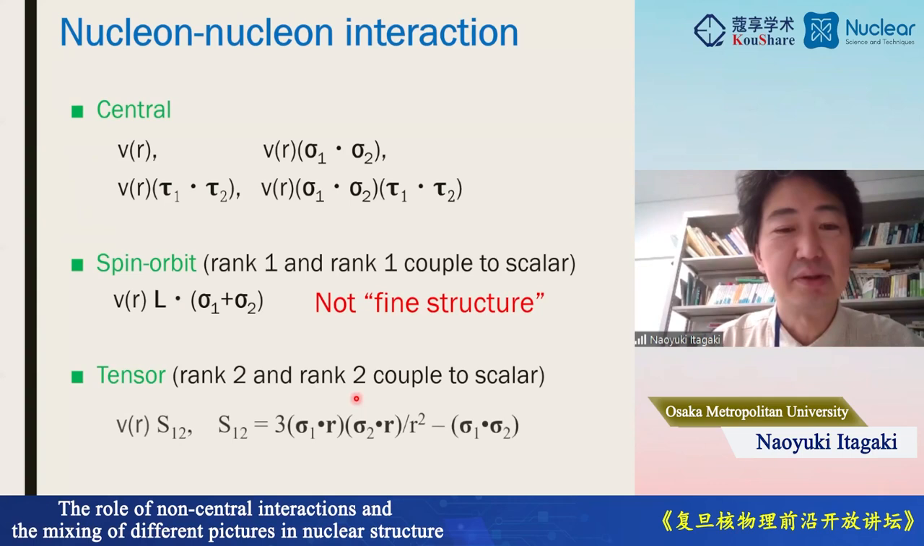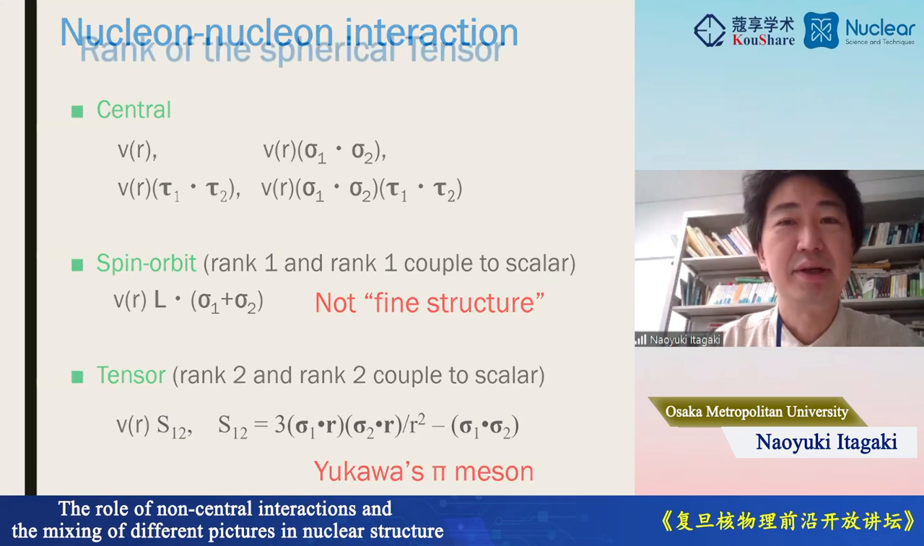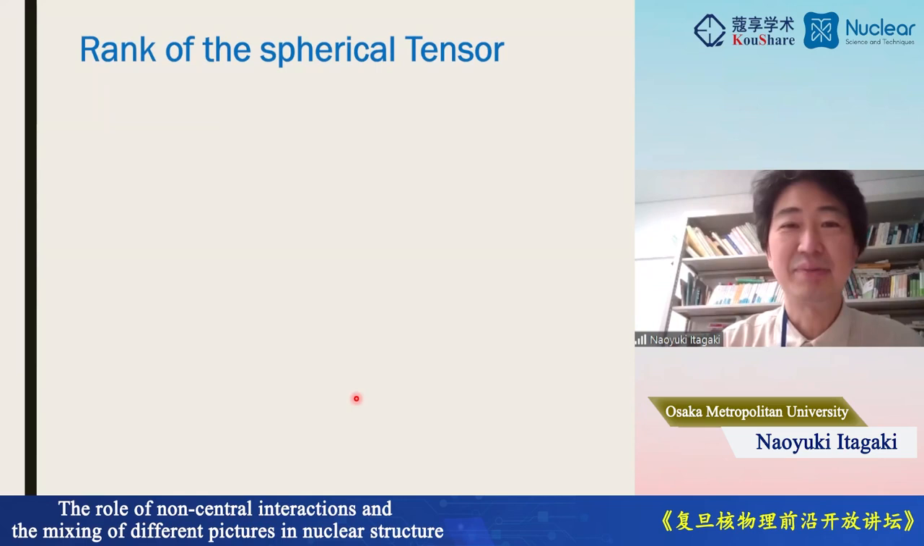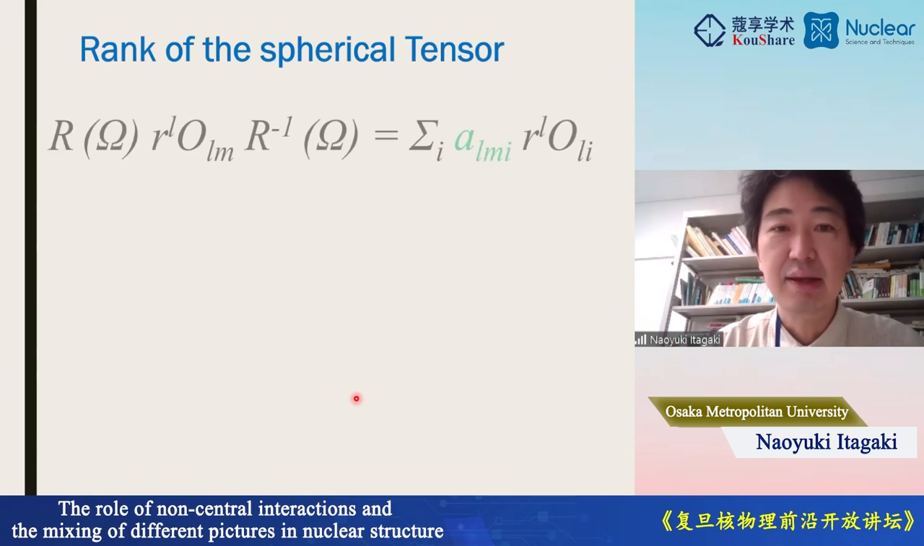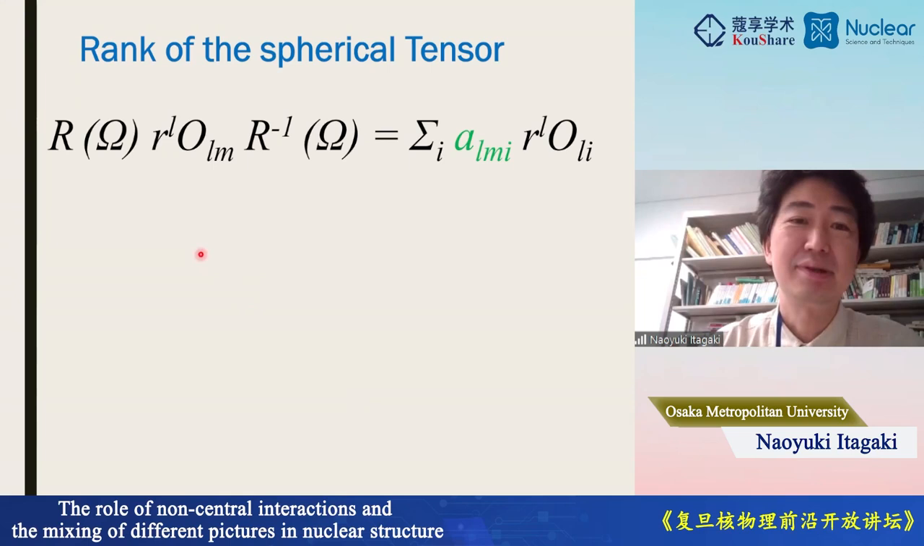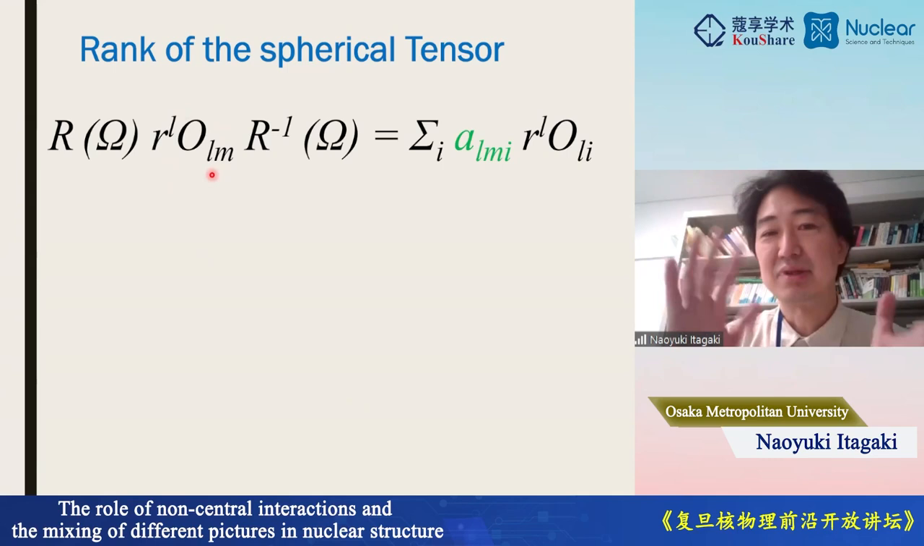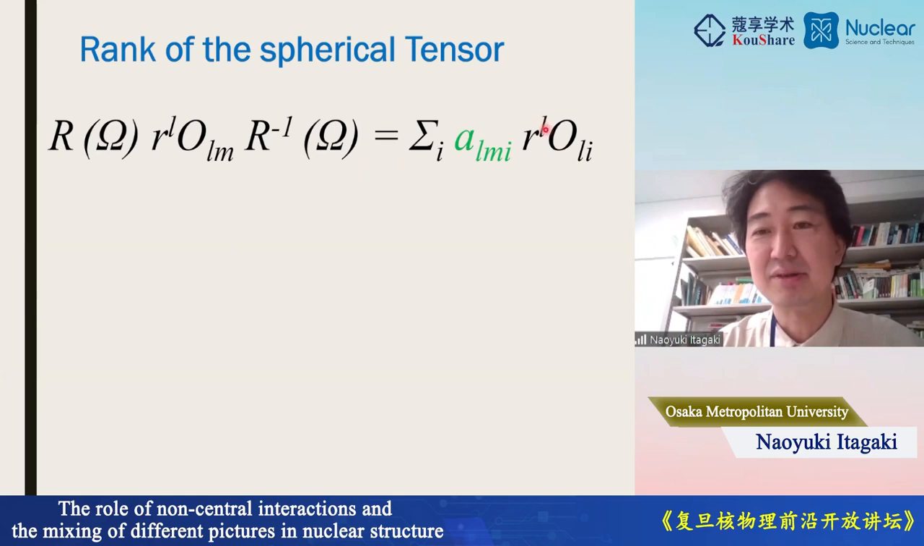Now I mentioned the rank of the tensor, so what is it? Maybe you already know, but just in case, I'd like to show you what the rank of a tensor is. We are talking about the spherical tensor, which is related to the rotation of the operator. Suppose that you rotate this operator O in three-dimensional space. After the rotation, it can be expanded using the family of this operator O. That is the situation we are now thinking about, and we need some coefficients, A.